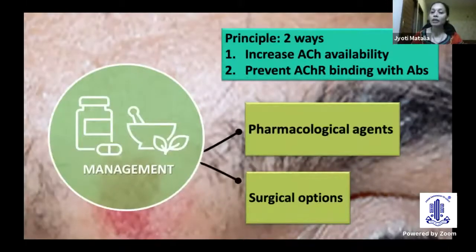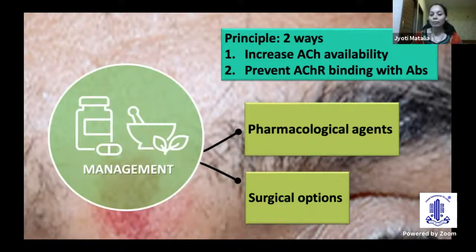Surgical options are more commonly reserved for generalized myasthenia, where we are looking at the presence of thymoma. And in those seropositive cases, if you are not responding to medical treatment, surgery can also benefit, but not more than 50% of those with ocular myasthenia.